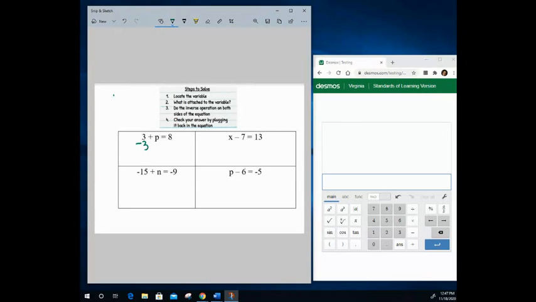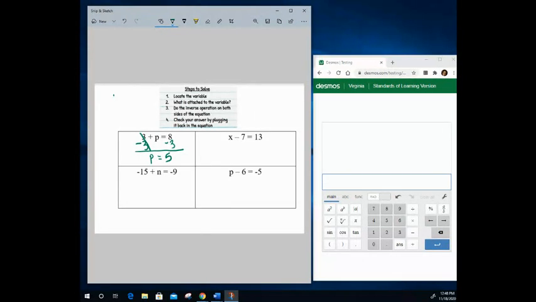So I'm going to subtract 3 on this side, and whatever you do to one side, you have to do to the other in order to keep your equation balanced. Once I do that, these 3's cancel because 3 minus 3 is 0. We're left with p equals, and 8 minus 3 is 5.